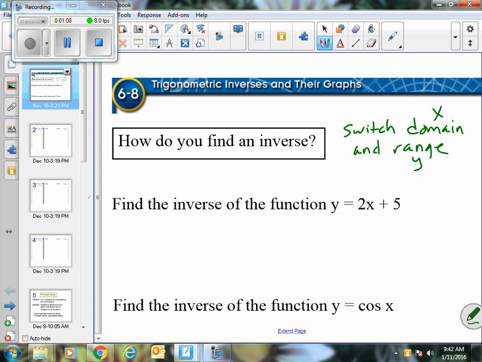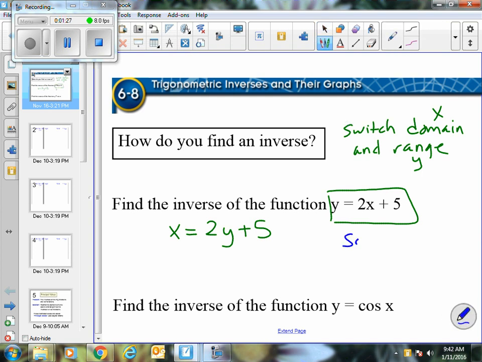So let's try it just for a regular old linear function like what we are used to seeing. If you were going to graph that line, it'd have a slope of 2, y-intercept of 5. If you're going to find the inverse, you'd switch the x and the y. So we'd have x equals 2y plus 5, and technically that's the inverse equation. But just for convenience's sake, what we would normally do at that point is just solve for y, so we would be able to see what it looks like and graph it a little bit easier.